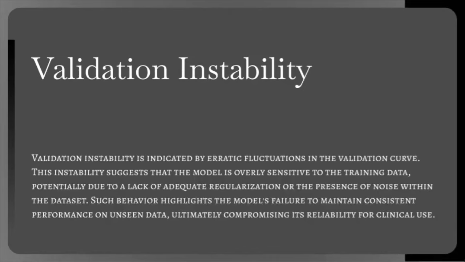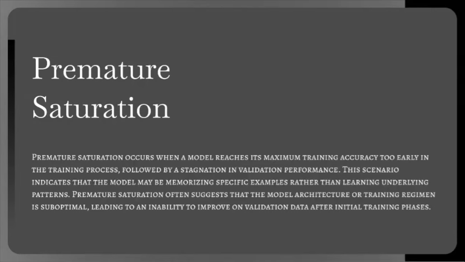Validation instability, meaning erratic fluctuations in the curves, reveals oversensitivity to training data. Such instability can result in just getting lucky when the accuracy happens to be high at the end of training. This is similar to cherry-picking the best results. You might report impressive final accuracy that doesn't reflect the model's typical inconsistent performance. For clinical applications, this instability makes the model fundamentally unreliable for patient care. Premature saturation is when training accuracy maxes out too early and validation performance just stagnates.